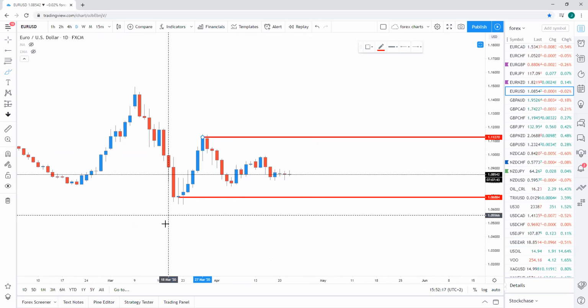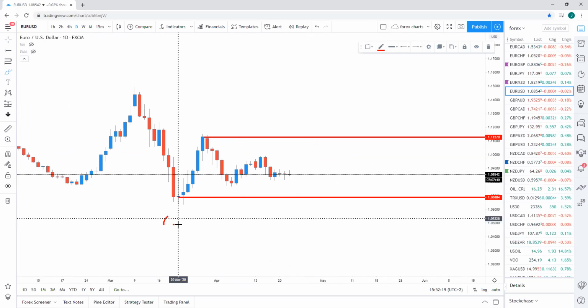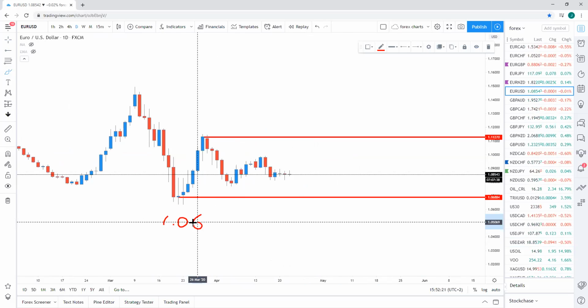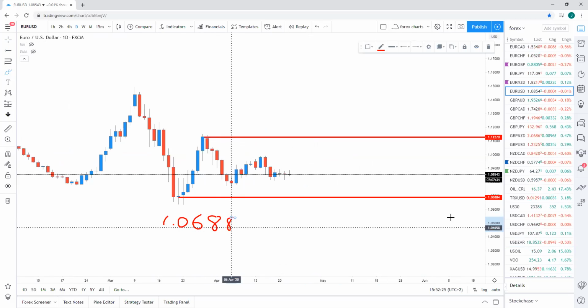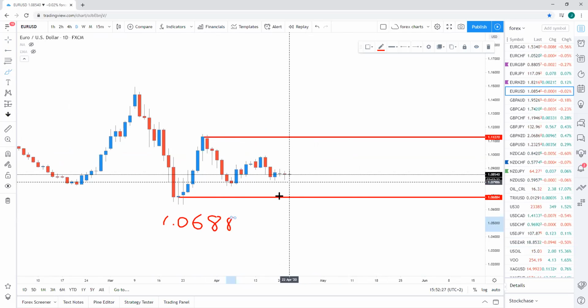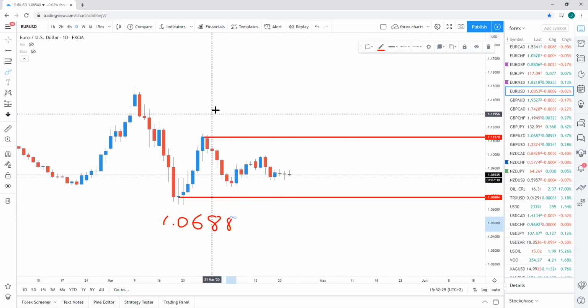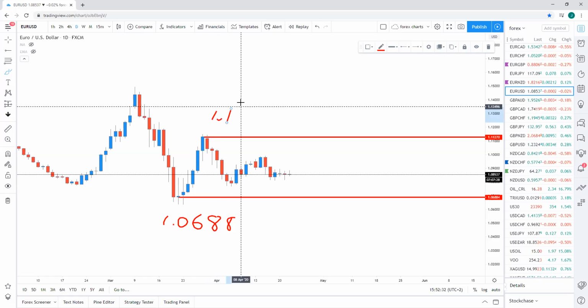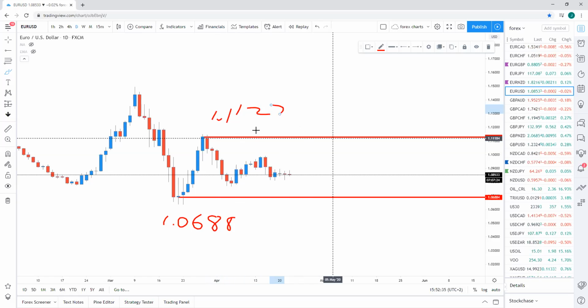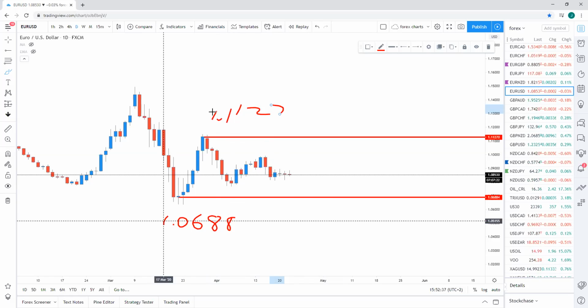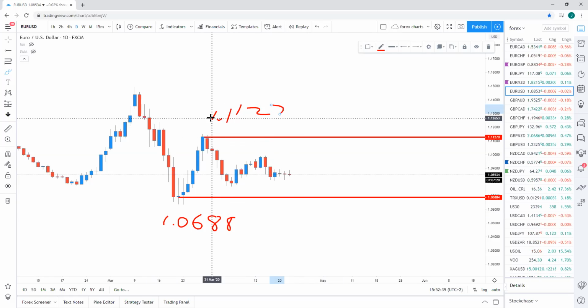So here it was on 1.0688. Remember the 4th decimal here, we ignore it. We're not using it. Then this is 1.1127. So we can calculate this one. The ones are going to be the same, but let's say it's 1.1127 minus 1.0688.